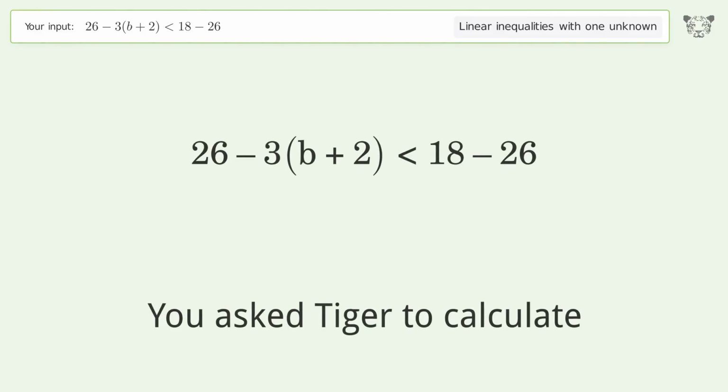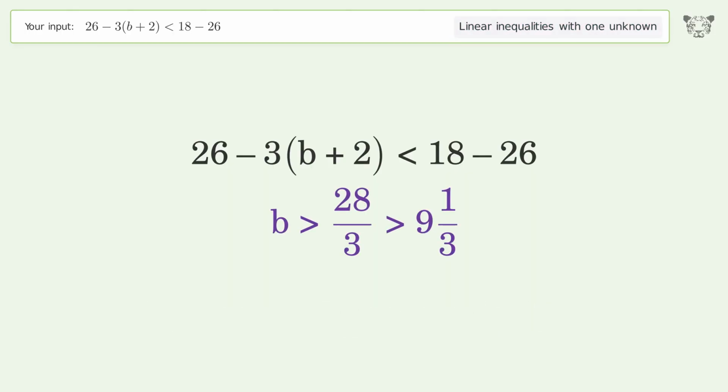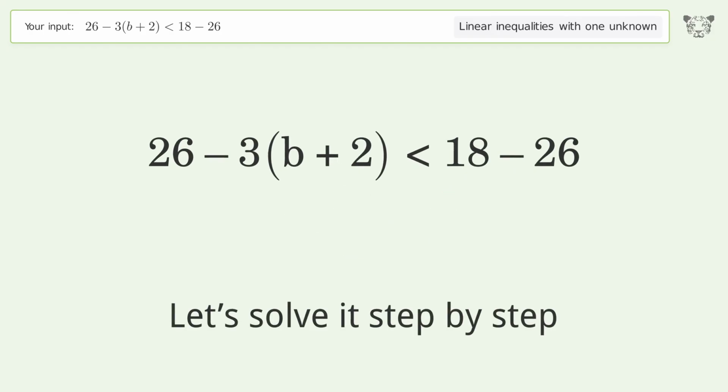You ask Tiger to calculate. This deals with linear inequalities with one unknown. The final result is b greater than 28/3 greater than 91/3. Let's solve it step by step.